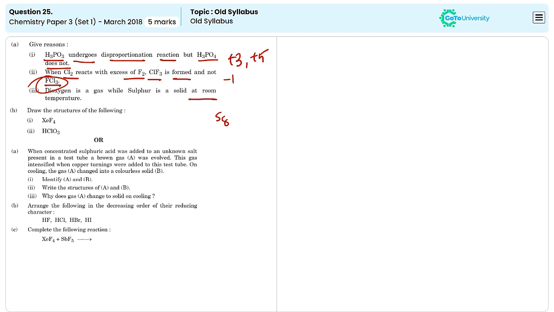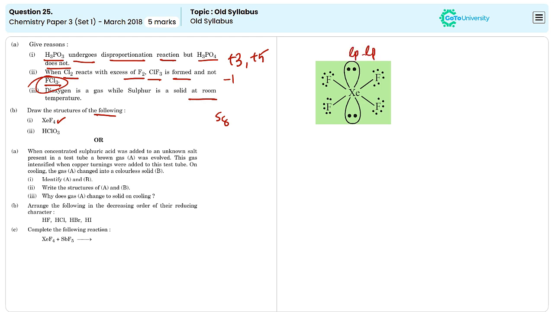In the second question, we have to draw the structures of the given compounds. The first one is xenon tetrafluoride, which has the square planar geometry because xenon contains 8 electrons. Among the 8 electrons, 4 are used to make 4 covalent bonds with fluorine atoms. So 2 lone pairs will be there on xenon. Due to the lone pair-lone pair and lone pair-bond pair repulsions, the geometry will be square planar.